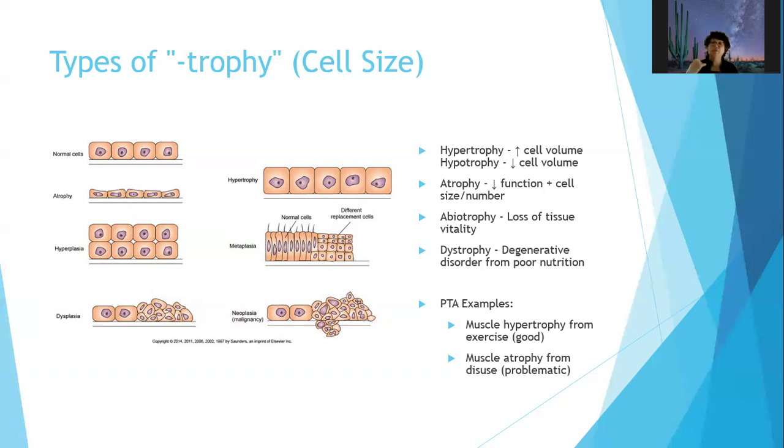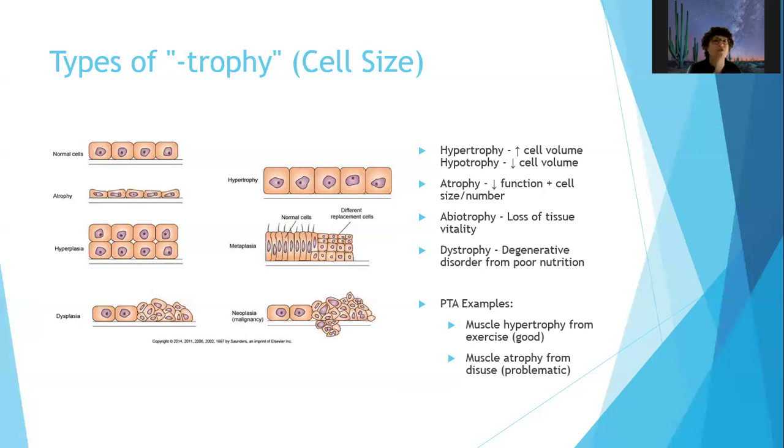So the example, muscle hypertrophy from exercise, that's good. Muscle atrophy from disuse, that could be problematic. So you can think hypertrophy is strong cells, hypotrophy is weak cells, atrophy is fewer cells or decreased function. Abiotrophy is the tissues aren't doing their job, and dystrophy is poor nutrition, degenerative disorder. And that's cell nutrition. That doesn't necessarily mean individual human nutrition, but the cells are being deprived of nutrition in some manner.